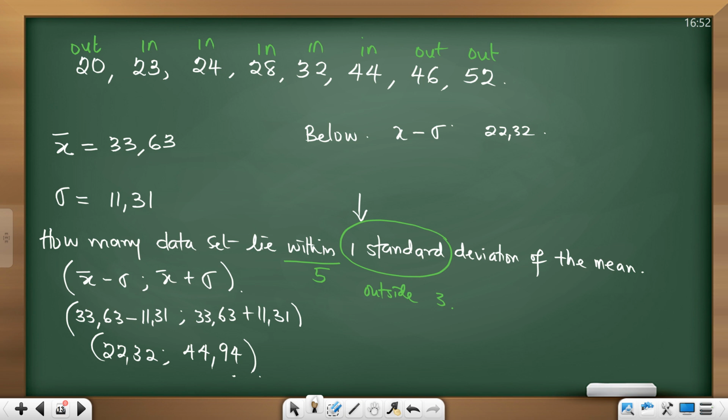We have 44. We are comparing 44, 94 is bigger than 44. It's inside. If it's 45, out there.